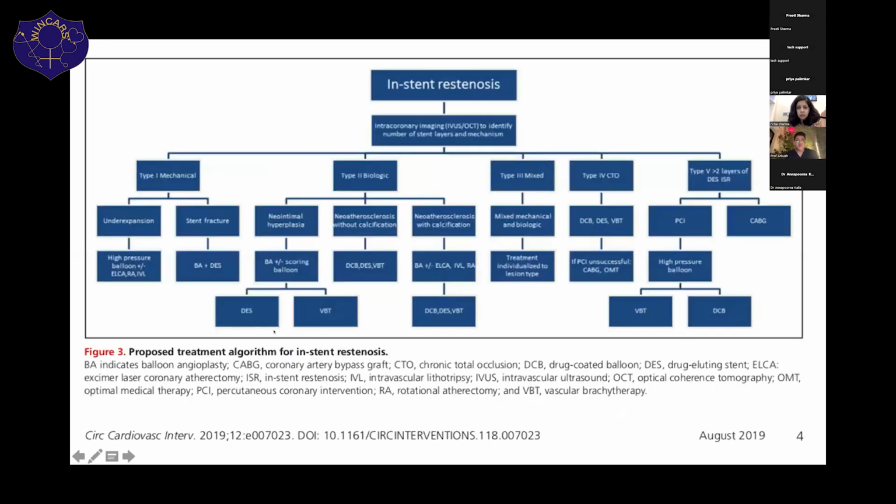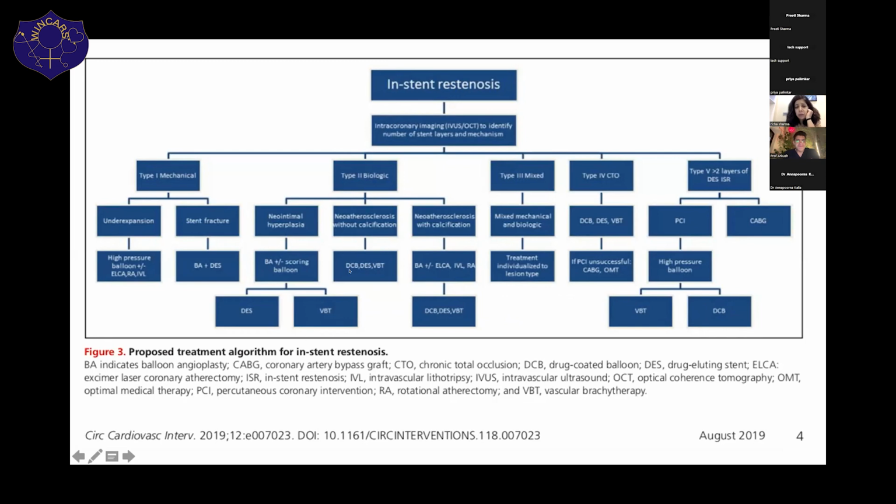And this is a chart, an elaborate chart actually, which tells us about the therapy which we should be using. So in type 1 mechanical, if it is a stent fracture, clear-cut DES has to be implanted in that case. If it is under expansion, we can go with a high-pressure NC balloon, cutting balloon, followed by DCB, or if the underlying cause is the presence of calcium, then rotablation or IVL followed by DCB can be done. Then type 2 biologic, in NIH, we can expand the stent with the use of a scoring balloon or a cutting balloon followed by a DES or brachytherapy, which we don't use here.